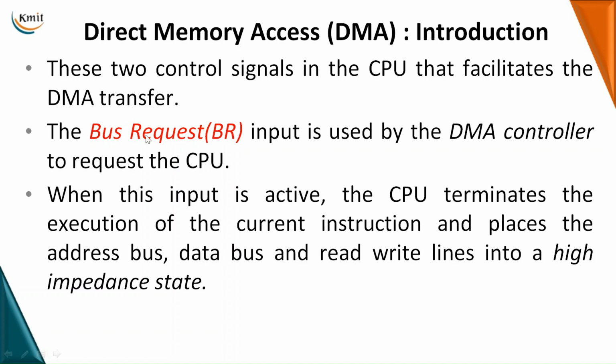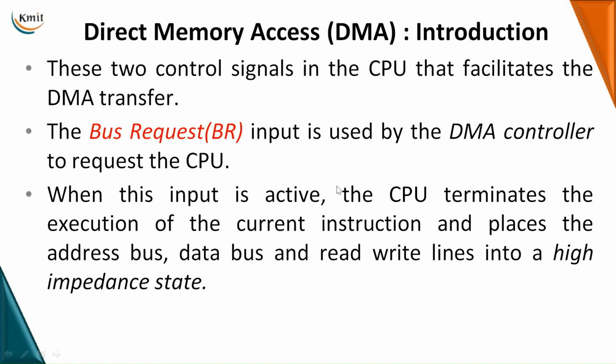The bus request input is used by the DMA controller to request the CPU. Whenever there is information that has to be transferred from a peripheral device to the memory unit, the DMA controller will request the grant of the bus from the CPU. It will send a bus request signal saying that I want to access the bus in order to transfer the information over the bus from the corresponding peripheral device to the memory unit. Give me a bus grant. The request will be sent to the CPU by the DMA controller with the help of a signal called the bus request signal.